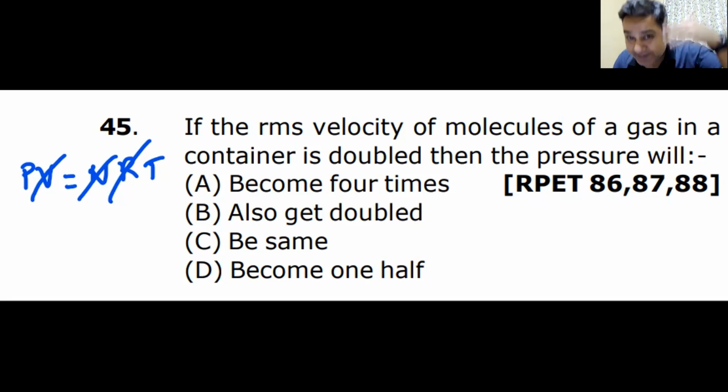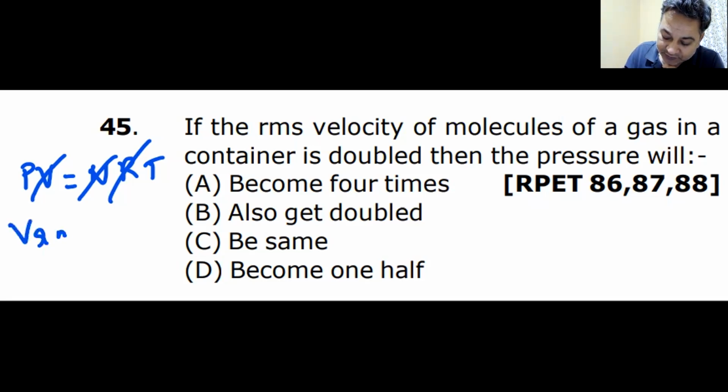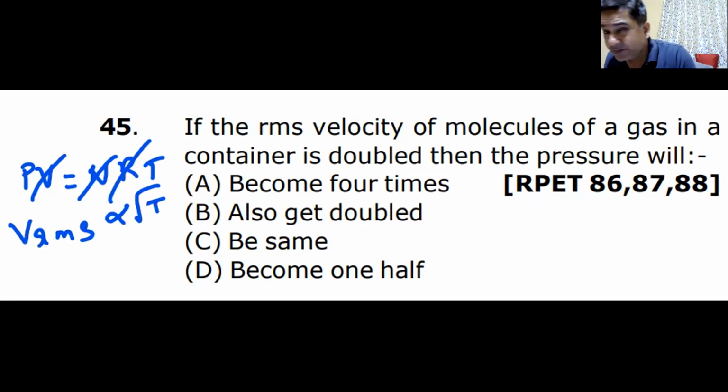So, when I make the pressure twice, the temperature will also become 2 times, yes or no? If the temperature becomes 2 times, what happens to the RMS velocity? RMS velocity is proportional to root over temperature. If I make temperature twice, RMS velocity will become how many times? It will become 4 times. So the answer is A. Do we understand this? Yes or no?